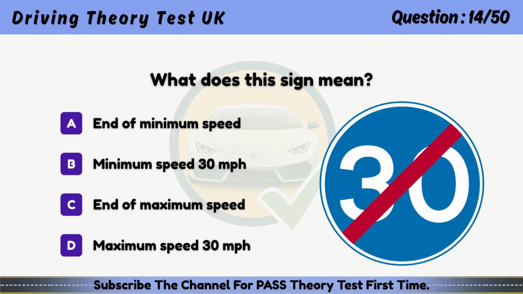Question 14. What does this sign mean? Option A. End of minimum speed. B. Minimum speed 30 miles per hour. C. End of maximum speed. D. Maximum speed 30 miles per hour.